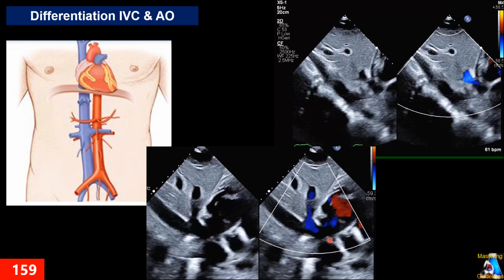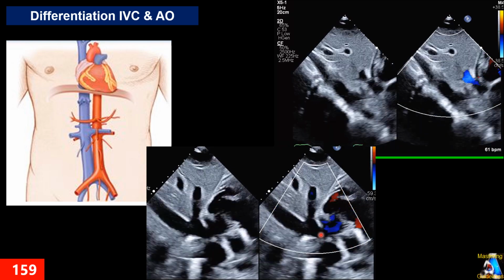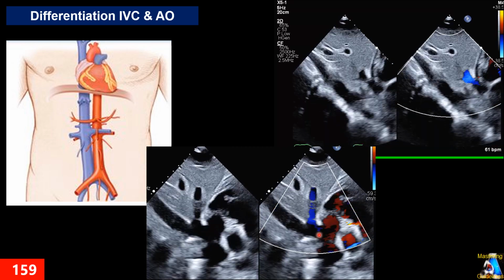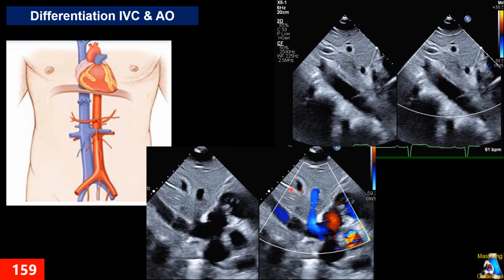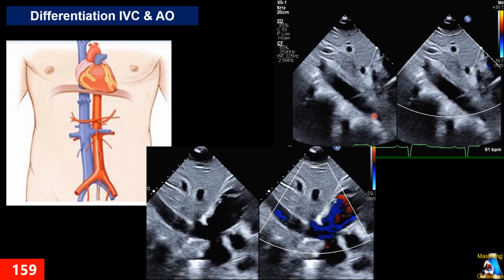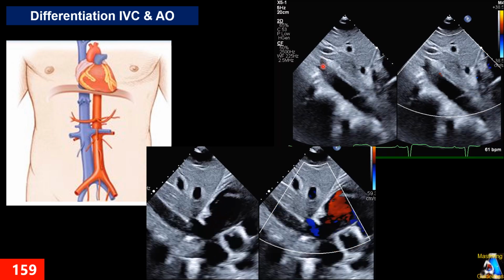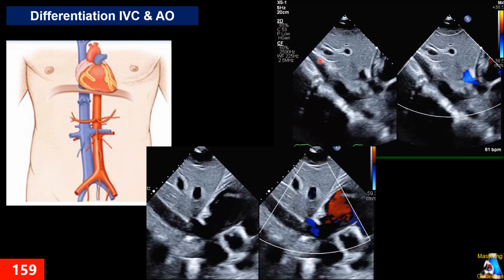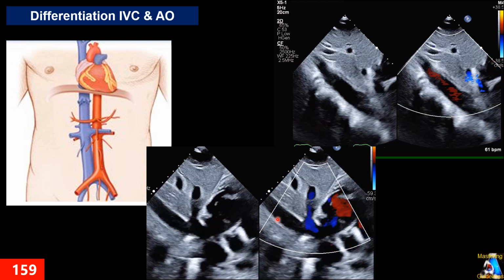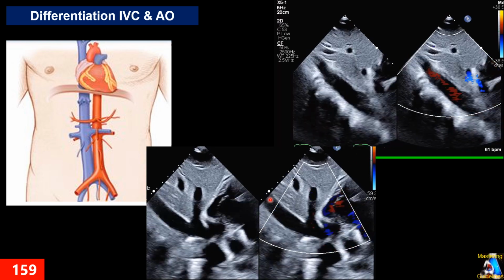Another one is the connection of the vessel to the right atrium. The aorta doesn't connect to the right atrium, it goes all the way up. And the last one, you can see the middle hepatic or one of the hepatic veins connected to the IVC. The aorta doesn't have branches that you can see, only two branches at the distal. At this level, you can see this one, celiac and superior mesenteric artery. All those features can differentiate IVC and aorta from each other.